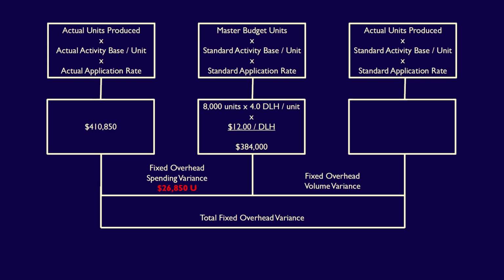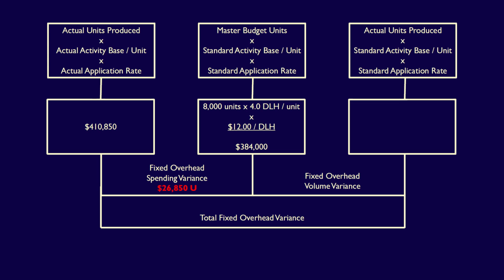This variance is due to the difference in our spending, how much we incurred compared to what we budgeted for our fixed overhead costs. That's why it's called the fixed overhead spending variance. Let's now move on and calculate the fixed overhead volume variance.